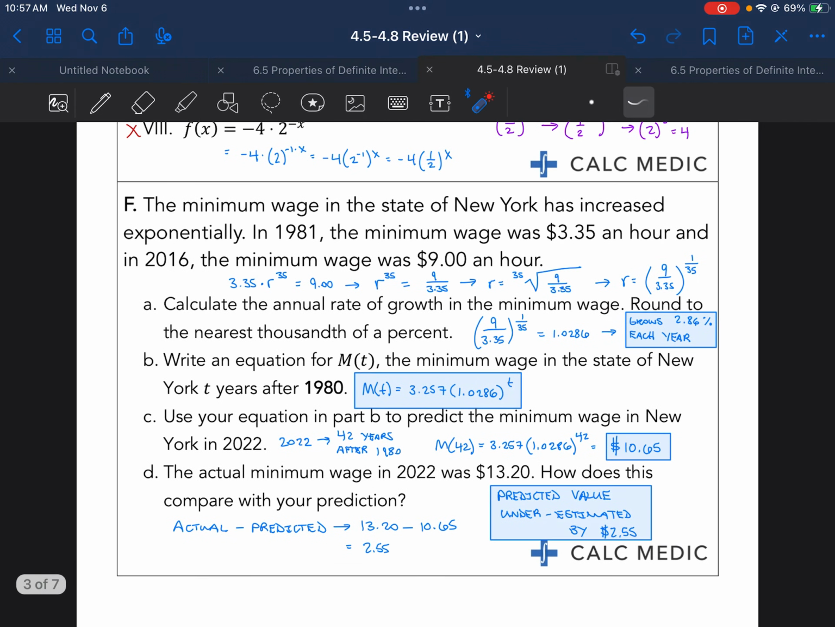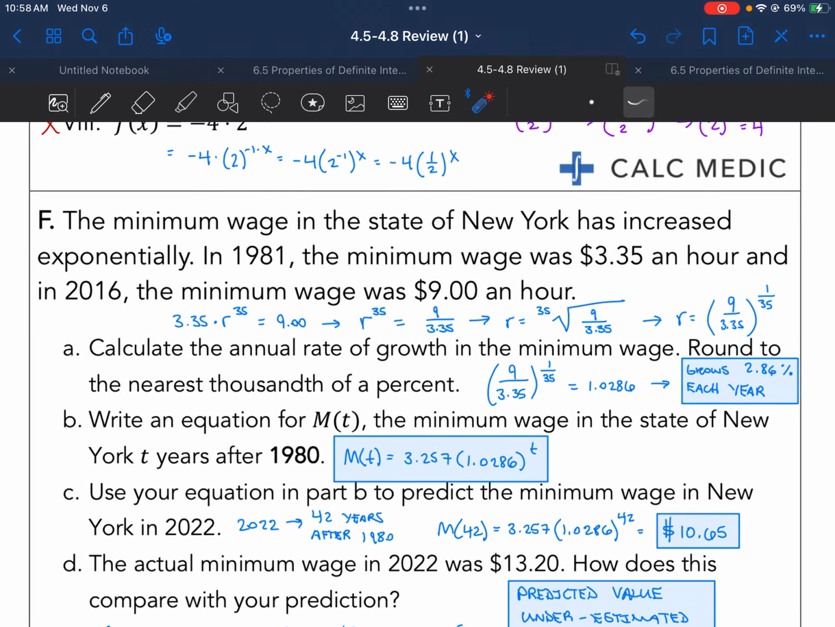All right, part F. The minimum wage in the state of New York has increased exponentially. In 1981, the minimum wage was $3.35 an hour, and in 2016, the minimum wage was $9 an hour. Part A, calculate the annual rate of growth in the minimum wage. So how much was the minimum wage increasing each year? That's what we mean by annual rate of growth. Annual meaning each year. Round to the nearest thousandth of a percent. So here's how I approached it.